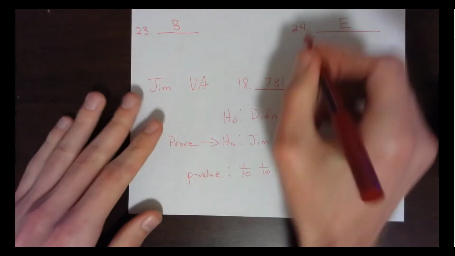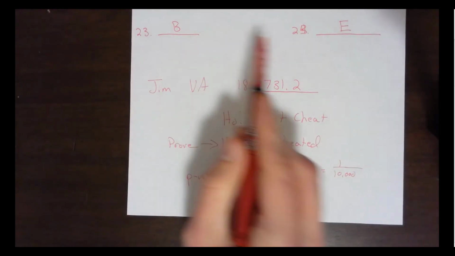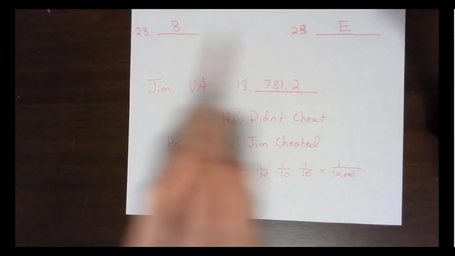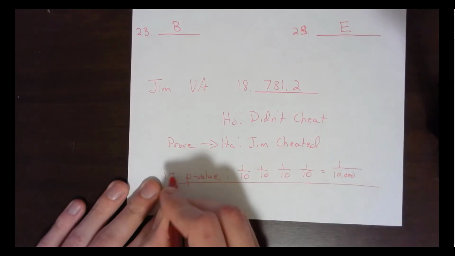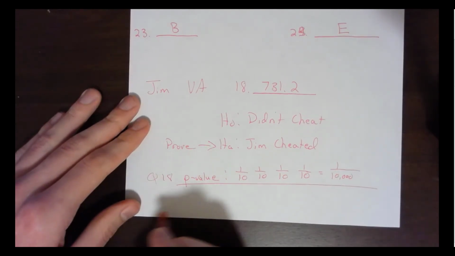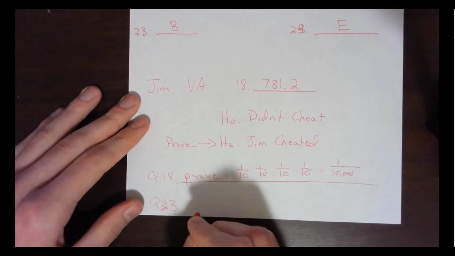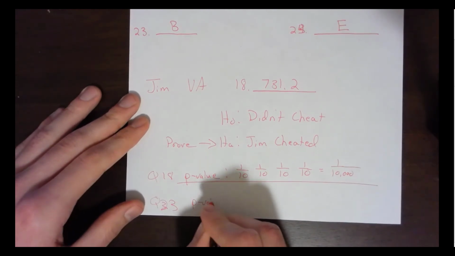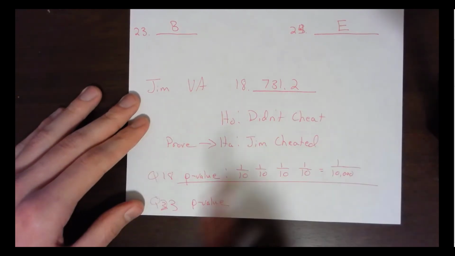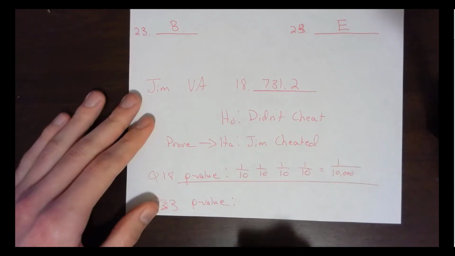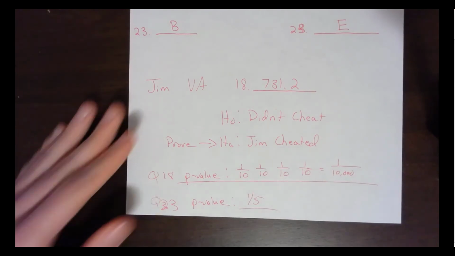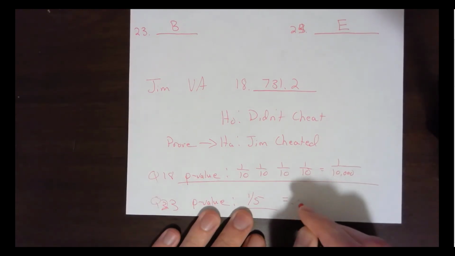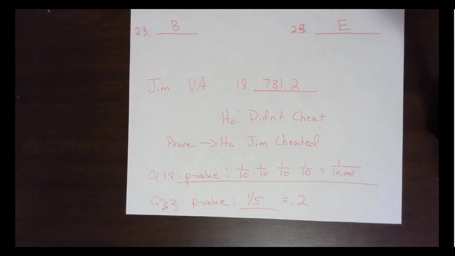Alternatively, let's say Jim put answer B for question 23 when he should have put answer E. So that's our p-value for question 18. For question 23, the p-value would be the chance that he just happened to put B at random instead of answer E. Well, if the choices are A, B, C, D, and E, that'd be 1 in 5, which would be a p-value of 0.2.